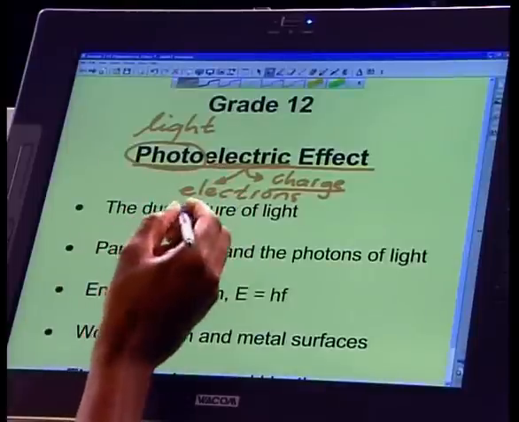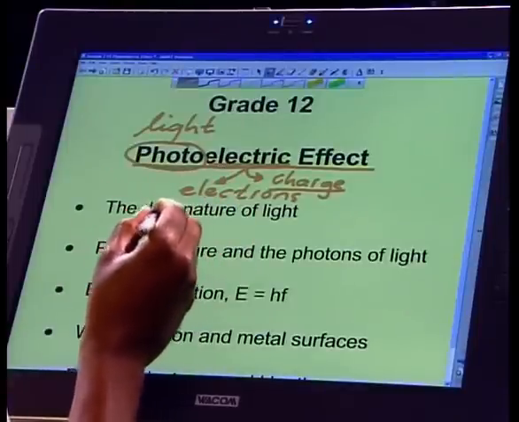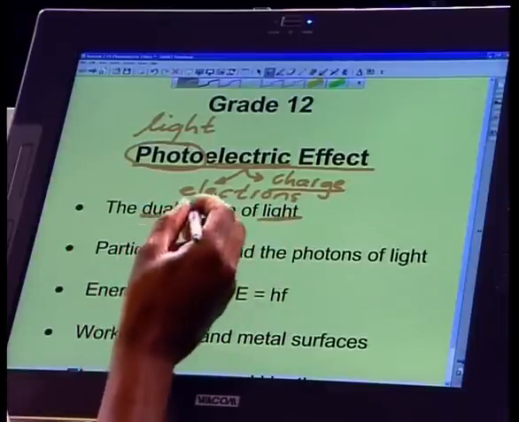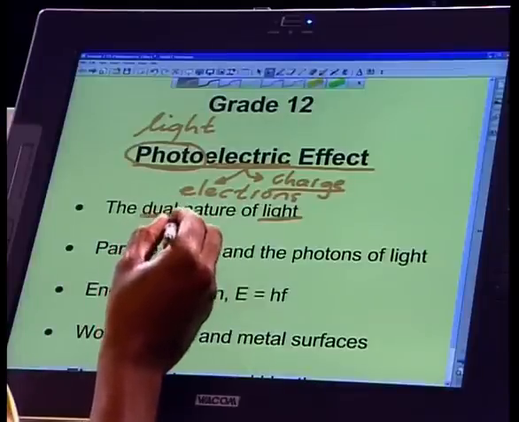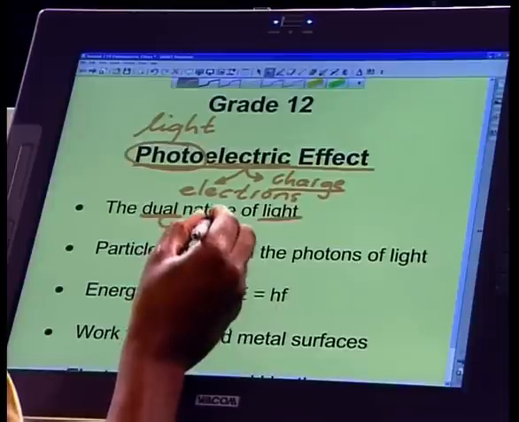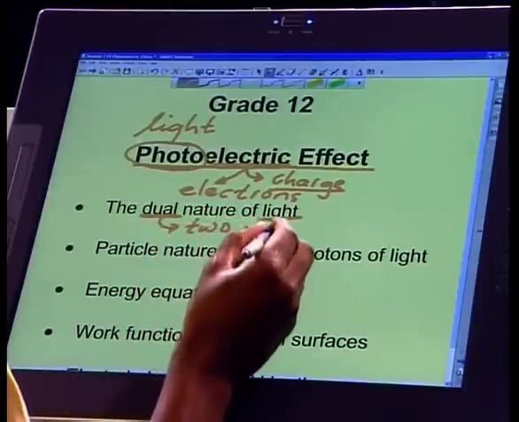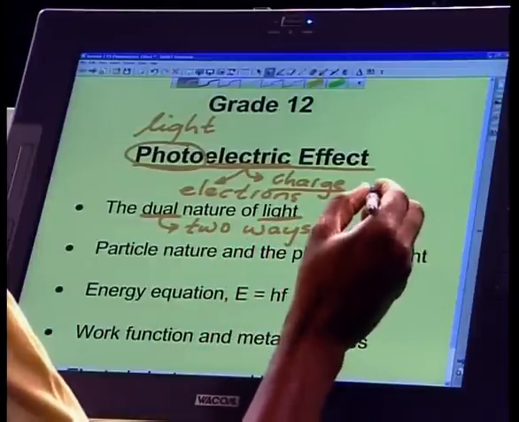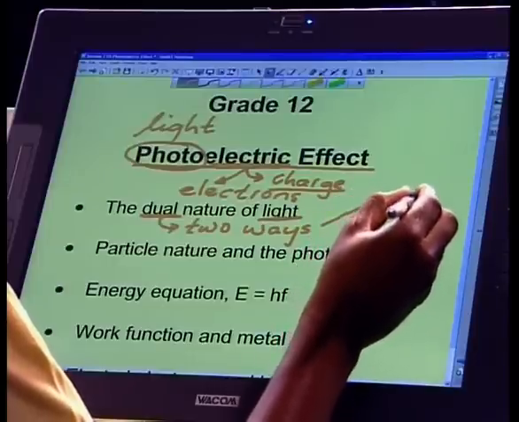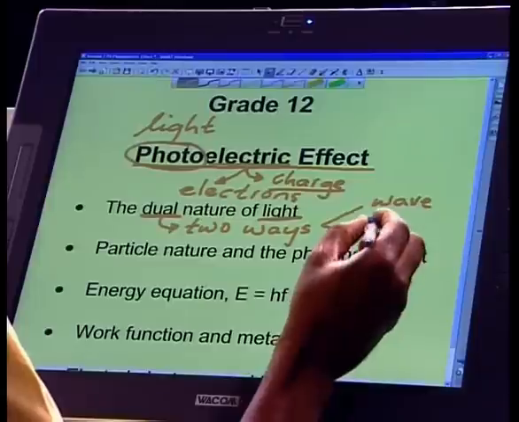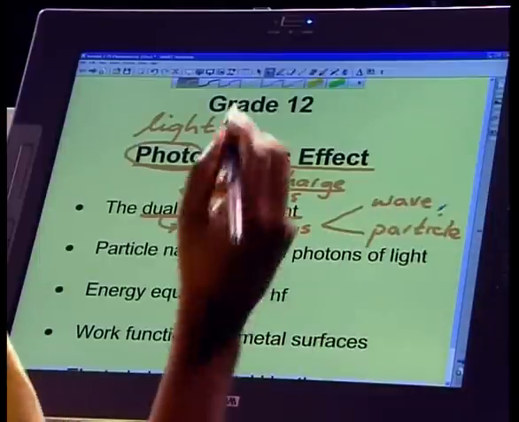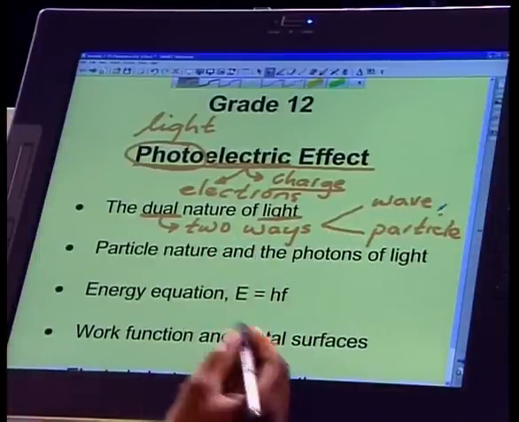Okay, so as we move on in unpacking this lesson, we need to know something about the dual nature of light. Okay, now this is something to say that light can be explained in two ways. We can explain light scientifically in two ways. And what are those two ways? It's that light has got a wave nature and that light has got a particle nature. We'll unpack these things as we move on in this lesson, and it will be quite interesting.